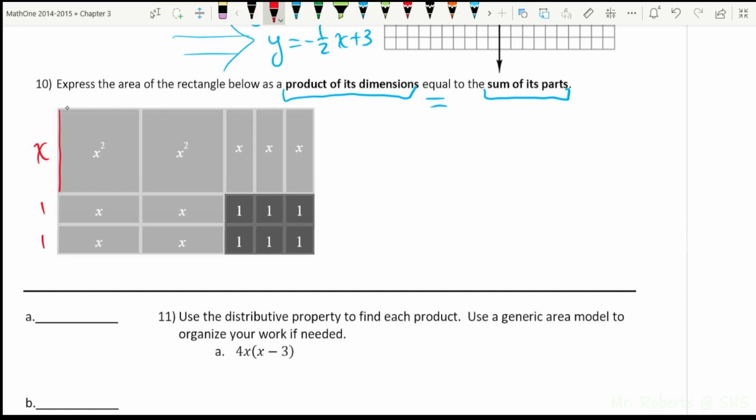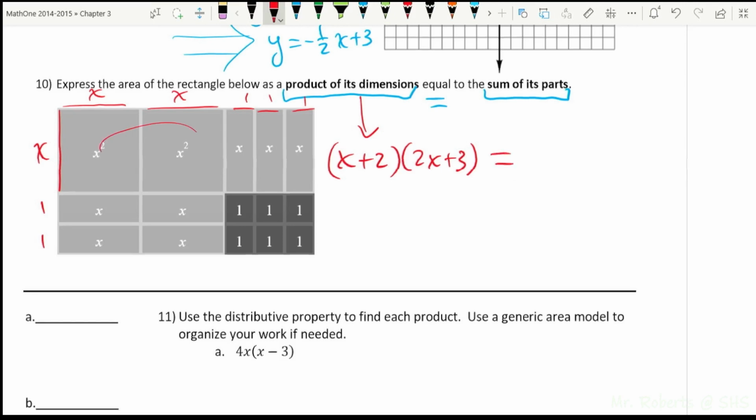Going the other direction, this is an x and this is an x. So this has 2 x's. And then it's got a 1, 2, and 3. So as a product of dimensions, what do I have? I've got x plus 2 times the quantity of, oops, not x, 2x. There's 2 x's across the top. 2x plus 3.